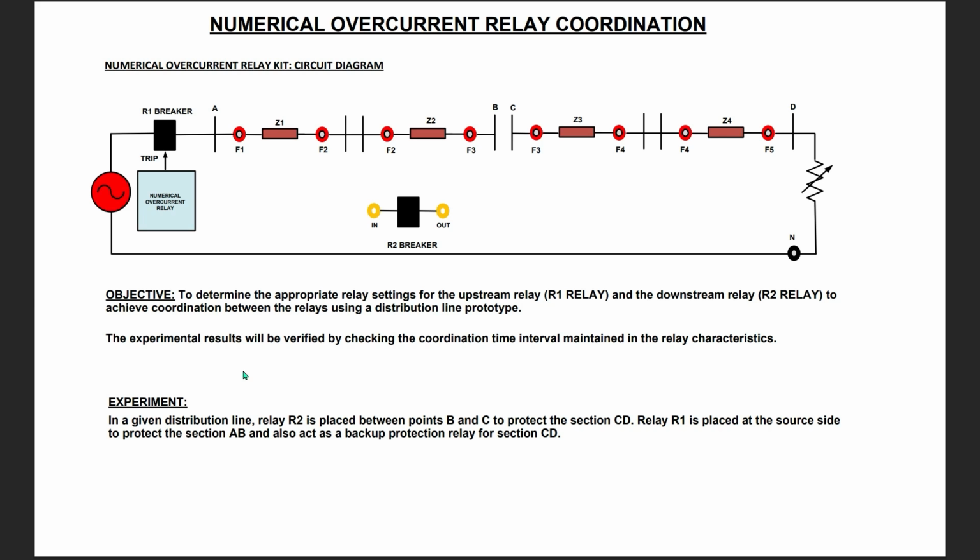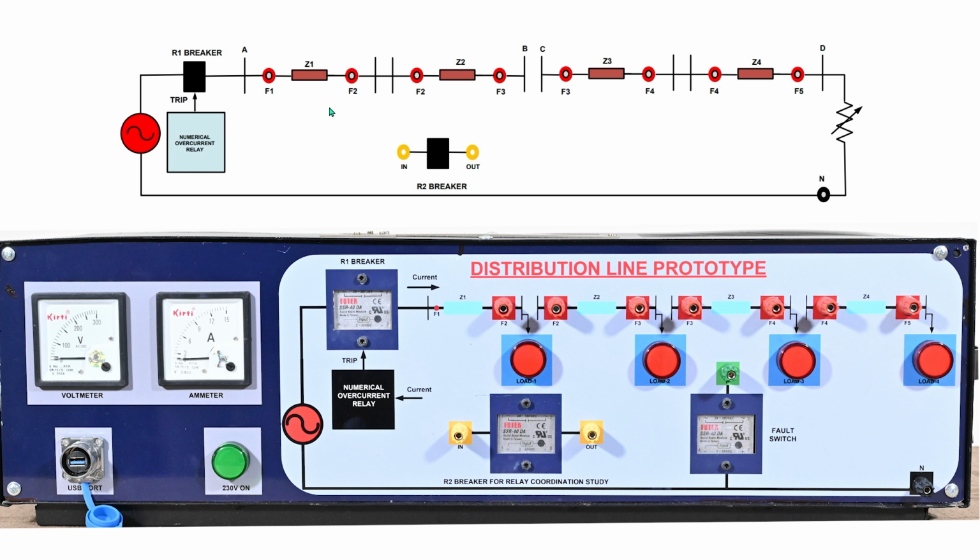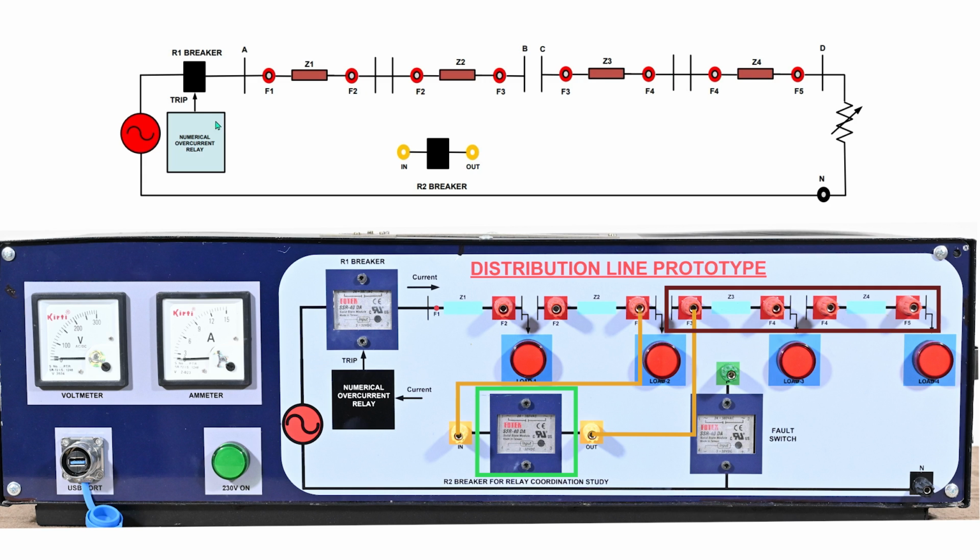In our experiment, we have a distribution line model. The relay R2 is placed between B and C, tasked with protecting the line section C to D. The relay R1 is positioned on the source side near point A to protect the section AB and, more importantly, to act as a backup protection relay for the section CD.